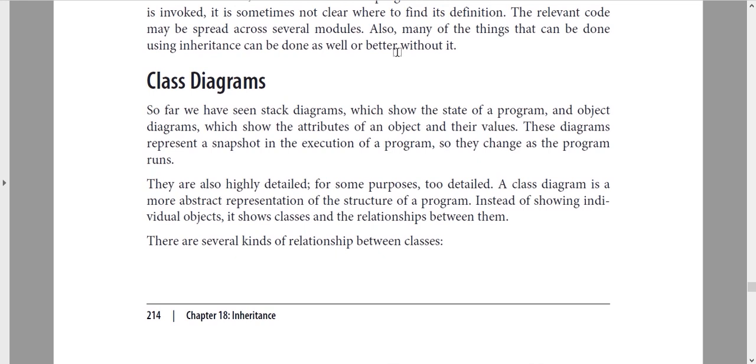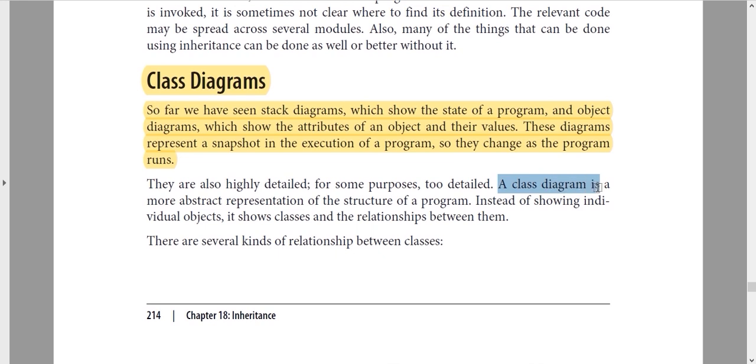Now as you have known about the definition of inheritance, let us move on to the next topic, which is class diagrams. Till now we have seen stack diagrams which show the state of a program, and object diagrams which show the attributes of an object and their values. These diagrams represent a snapshot in the execution of a program, so they change as the program actually runs. Now let us move on to the next type of diagrams, which are known as the class diagrams.